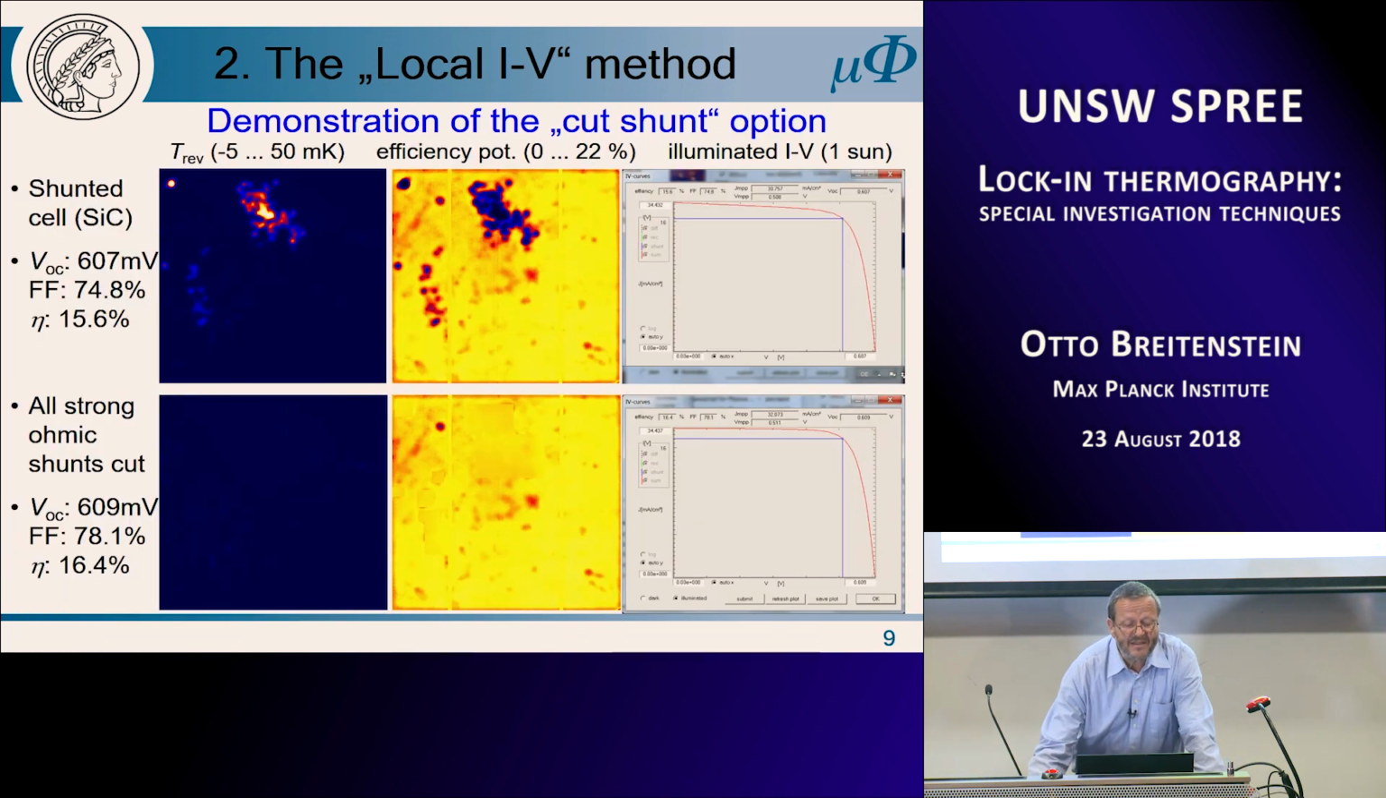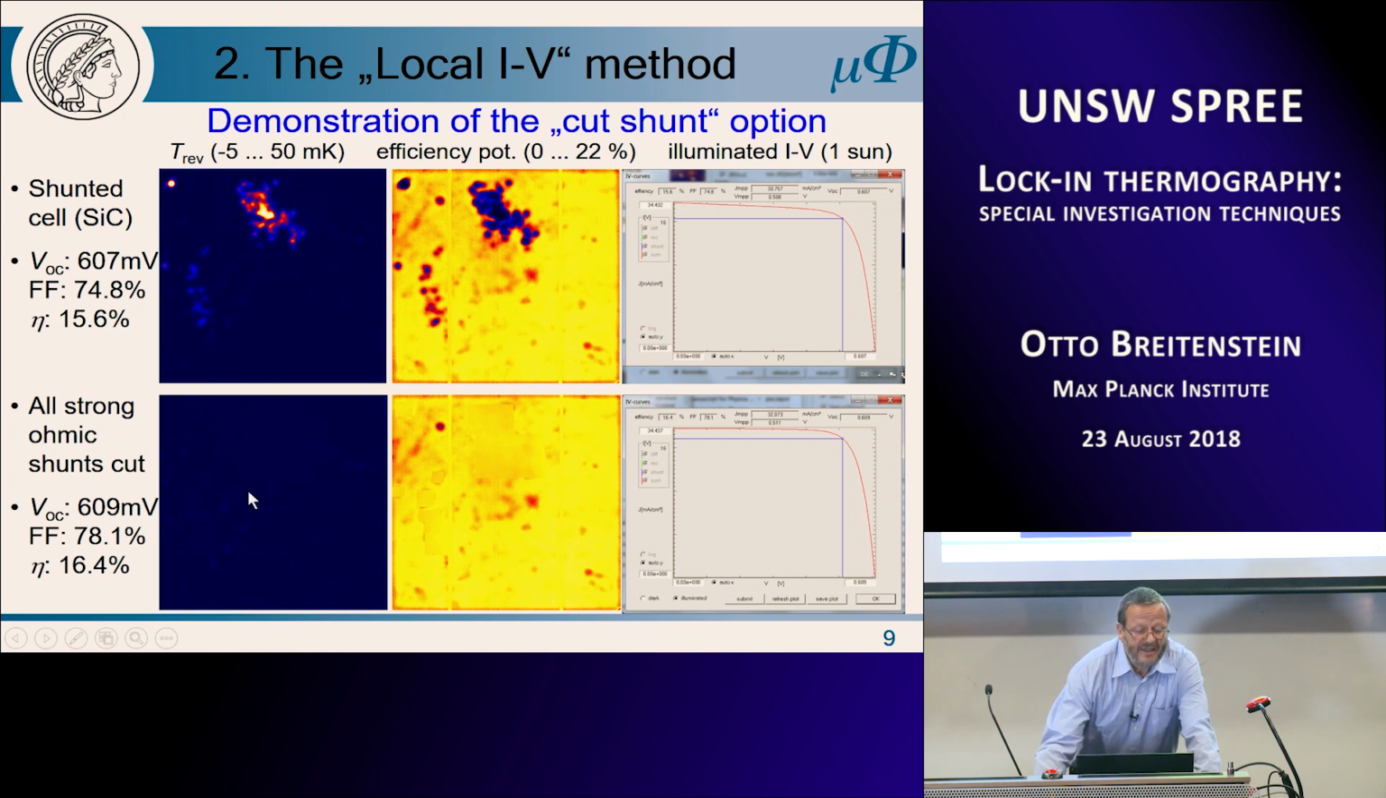Now let me just demonstrate the so-called cut shunt option. I have explained already in my first talk that if we have all data of the cell, then we can highlight some region containing some shunt, and we replace the properties of this region by that of the surrounding, and so virtually cut out the shunt. If we do this with all the ohmic shunts here, we end up here.